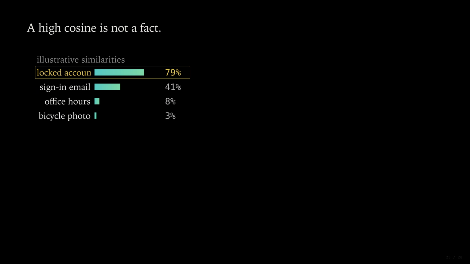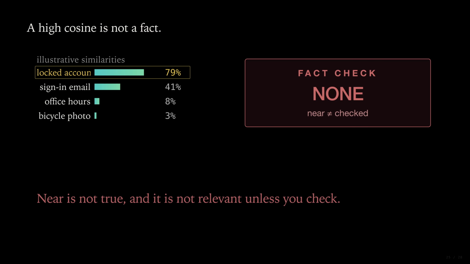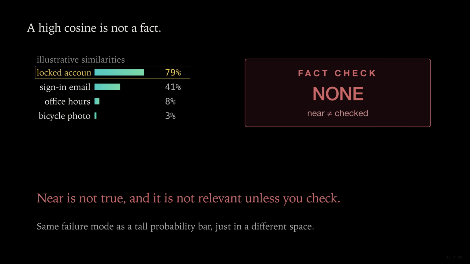A high cosine is not a fact. It means the model thinks these 2 strings live in a similar neighborhood, given the text it was trained on. Near is not true, and it is not relevant to your user unless you check. Same failure mode as a tall probability bar, just in a different space.